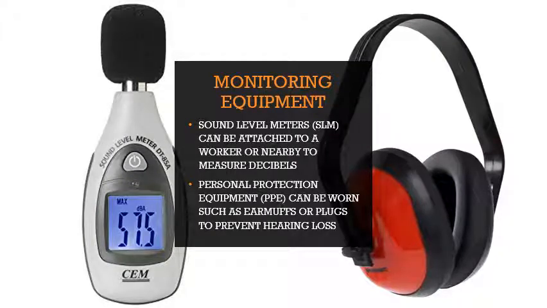Now, while you might be in a workplace that experiences noise levels that are way above OSHA standards for a certain period of time, there are ways in which you can protect yourself from experiencing hearing loss. First and foremost, if you want to monitor the noise, you can use sound level meters. These meters can be attached to a person or dropped nearby to detect the noise over a certain period of time. Once this noise is interpreted and tested, personal protection equipment can be worn, such as earmuffs or earplugs, to prevent hearing loss.